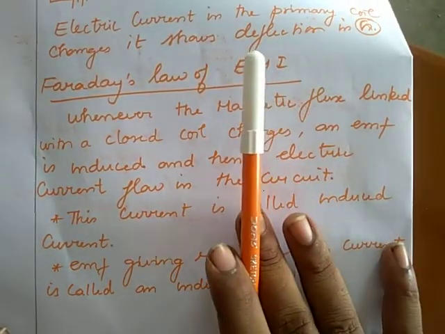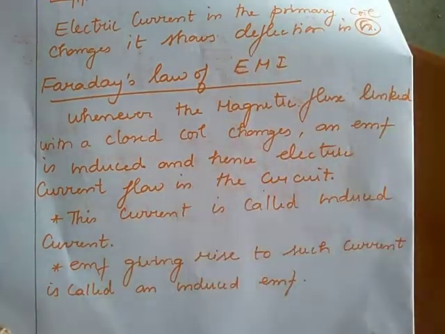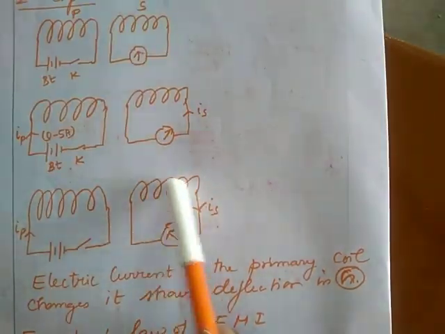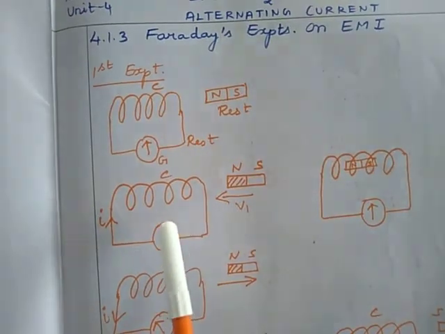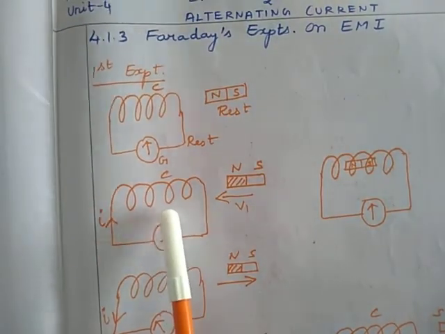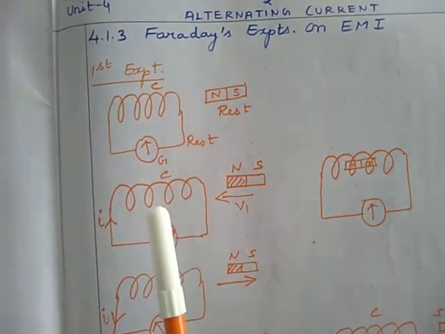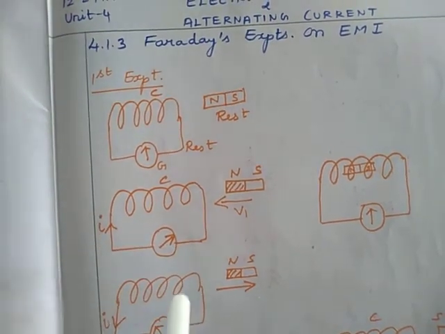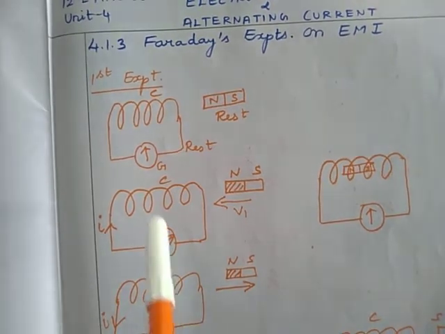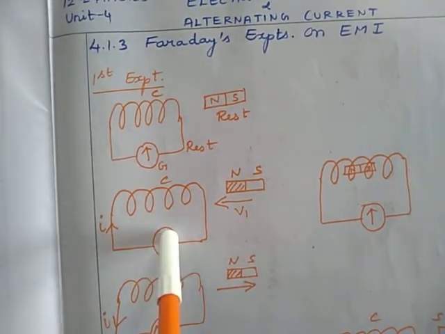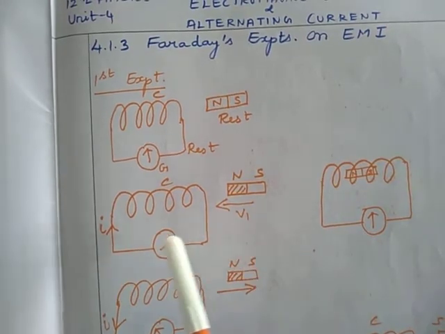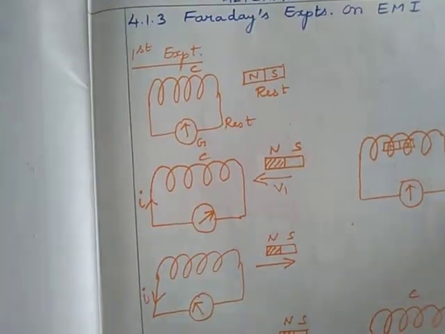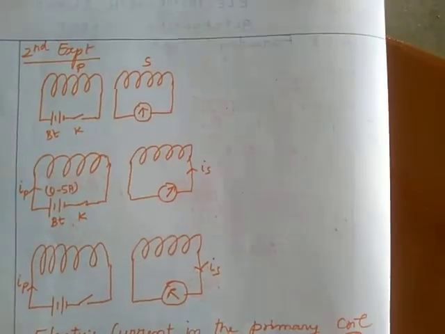Okay, here it is an easy one. Whenever the magnetic flux linked with a closed circuit changes, EMF is induced in the circuit. Here also it is a closed circuit. Due to this EMF the electric current flows in the circuit, then this current is called induced current. The EMF giving rise to this current is known as induced EMF, then this phenomenon is known as electromagnetic induction.